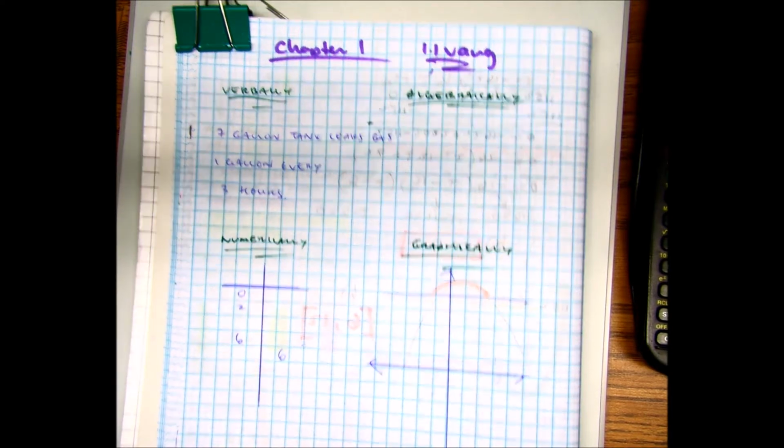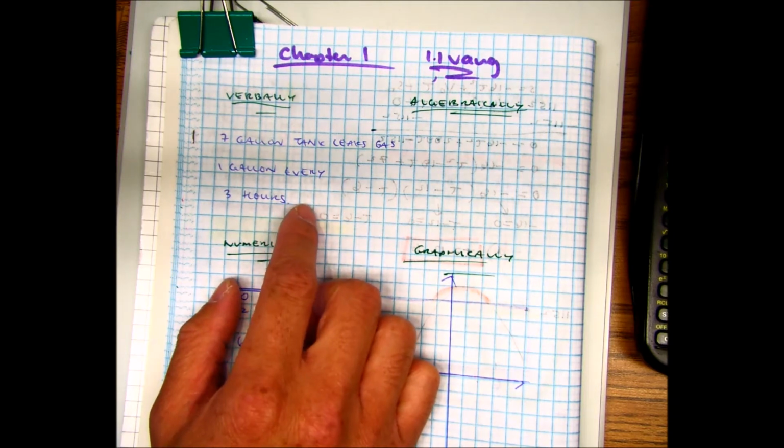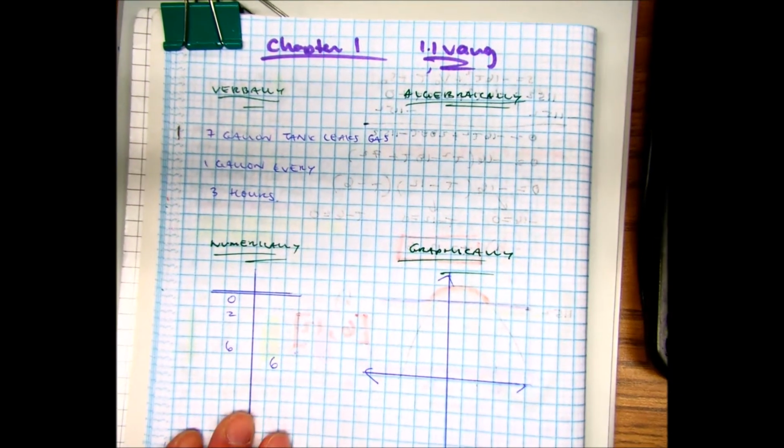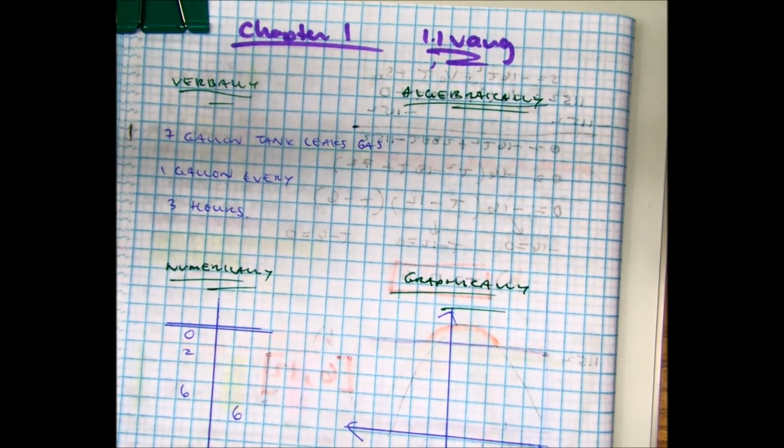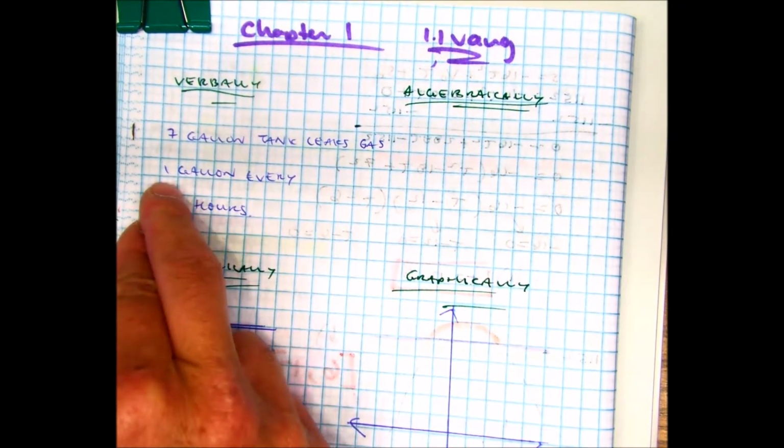Alright, let's go over this example. So we just learned about VANG, and the verbal is the words. A 7-gallon tank leaks gas 1 gallon every 3 hours. Those are words, and we can change these words to symbols or variables.